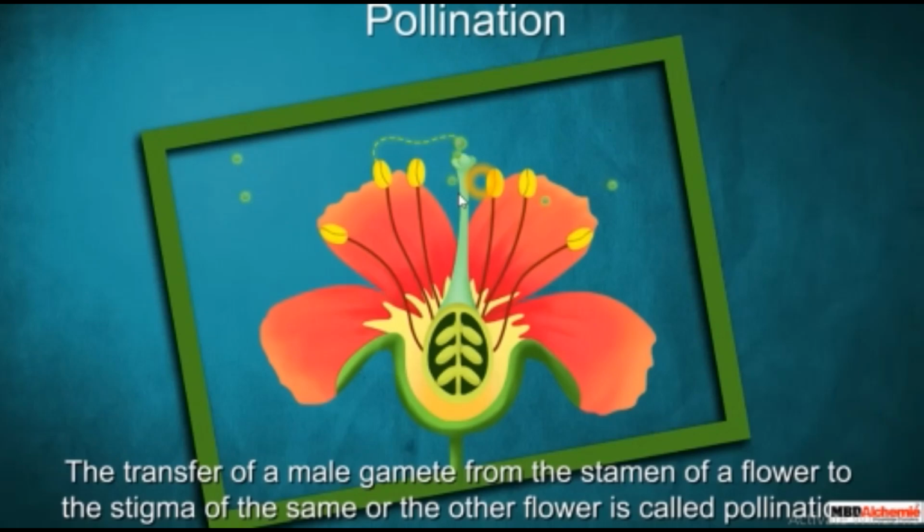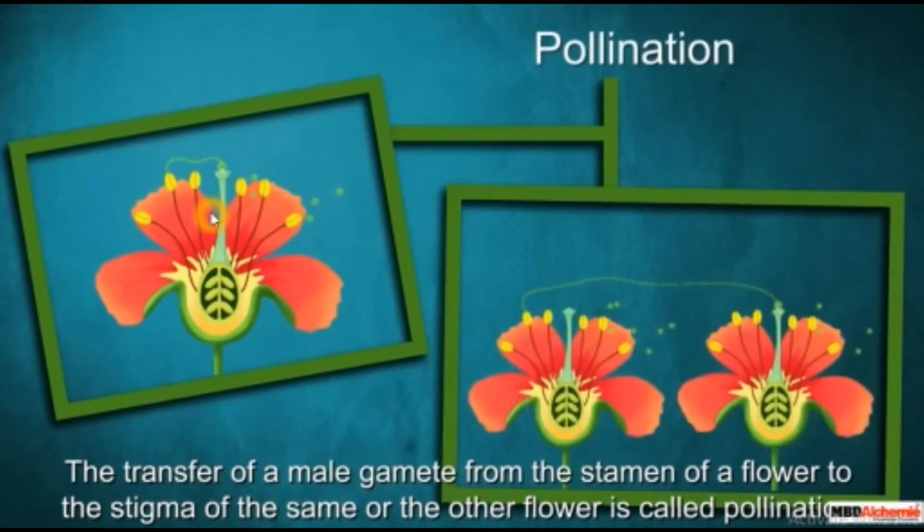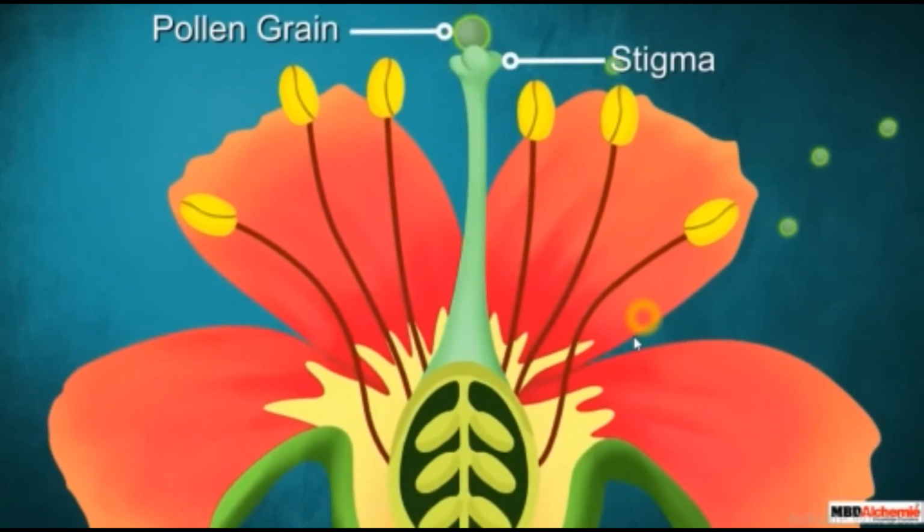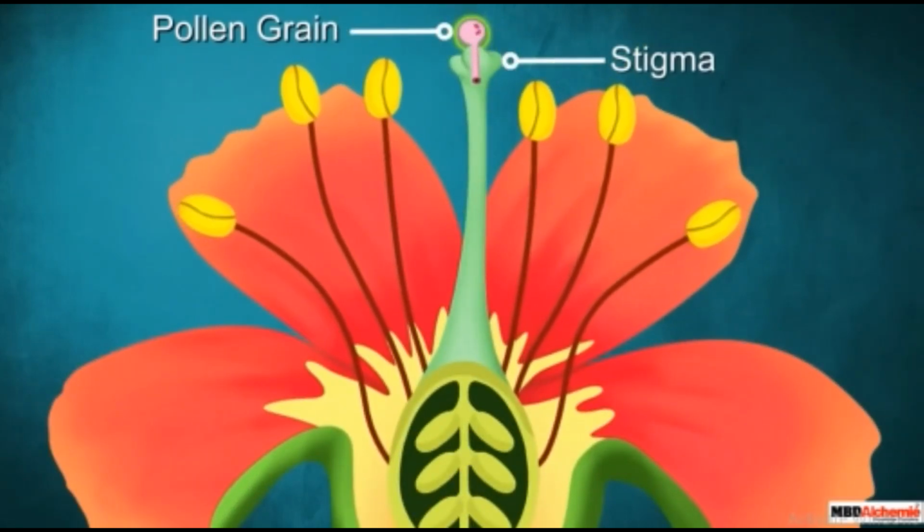Now the pollen grains will be transferred to the stigma. The pollen grain carries the male gamete to the stigma. If the pollen grain is transferred to the stigma of another flower, this is called cross-pollination. But if the pollen grain is transferred to the stigma of the same flower, this is called self-pollination. But they have to be from the same species. Cross-pollination occurs with the help of air, insects or animals, and water.